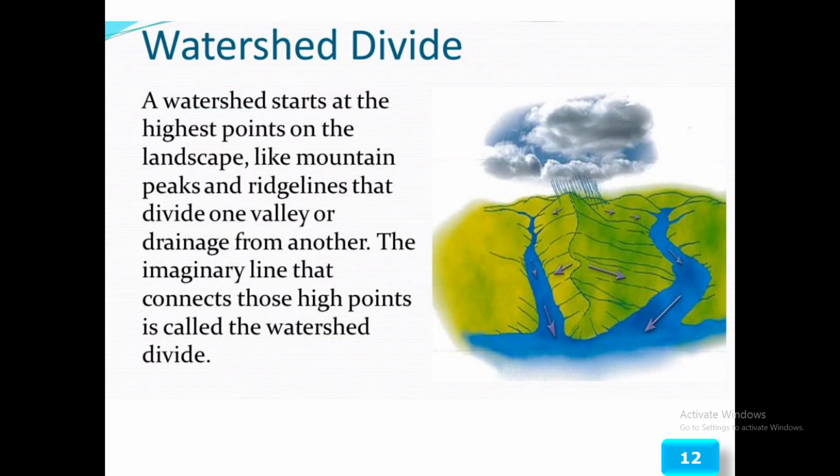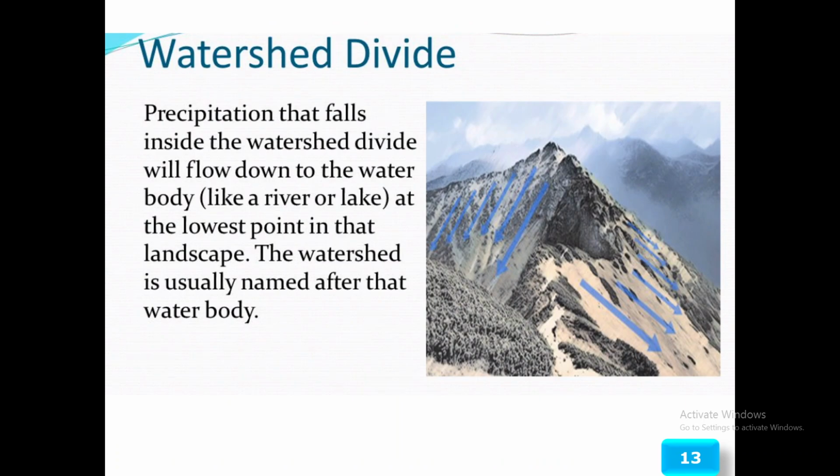The watershed divide. A watershed starts at the highest points on the landscape, like mountain peaks and ridge lines that divide one valley or drainage from another. The imaginary line that connects those high points is called the watershed divide. Precipitation that falls inside the watershed divide will flow down to a water body like a river or a lake. At the lowest point in the landscape, the watershed is usually named after that water body.